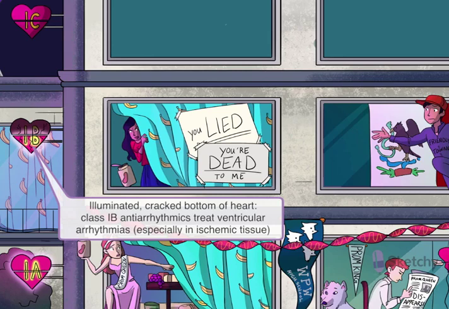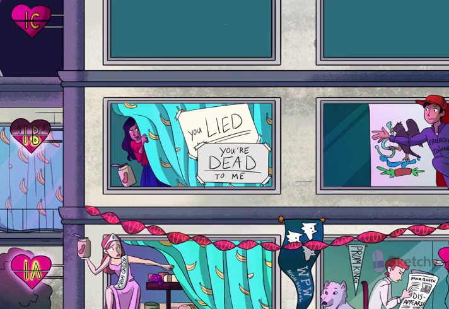Well, it turns out that class 1B antiarrhythmics are more specific for ischemic myocardium because the reduced resting membrane potential delays sodium channel transition from inactivated back into the resting state. This results in increased drug binding. So remember the broken heart lamp, evoking the image of a dead area of the heart with surrounding ischemia.